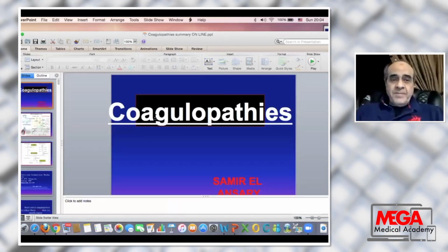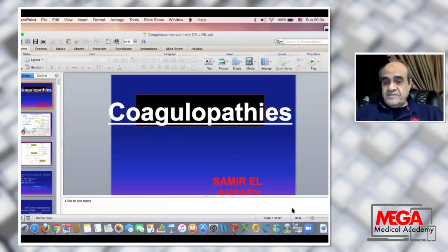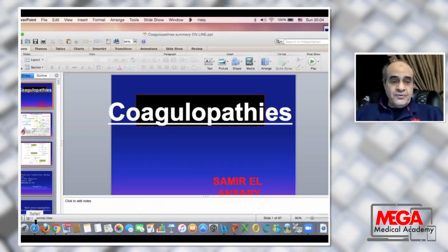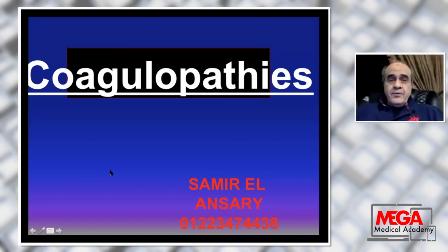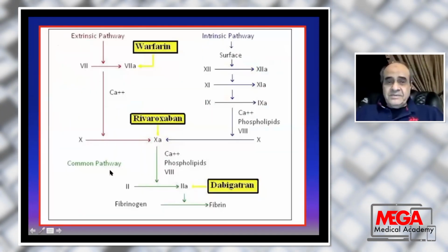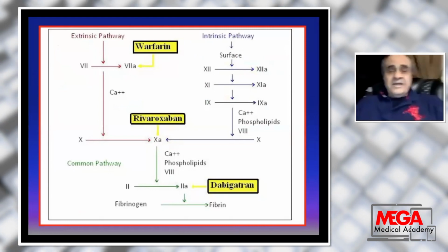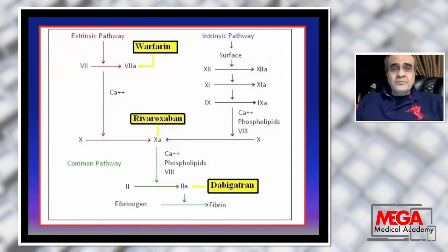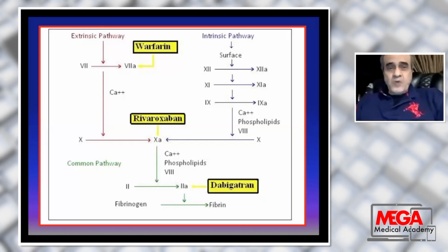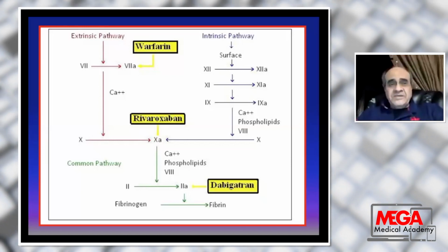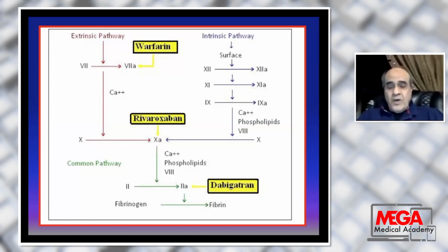I am going to speak about coagulopathy in the ICU. It is one of the main problems which we face in our ICU. We will speak about general problems related to hemostasis. I first want to summarize the coagulation pathway.